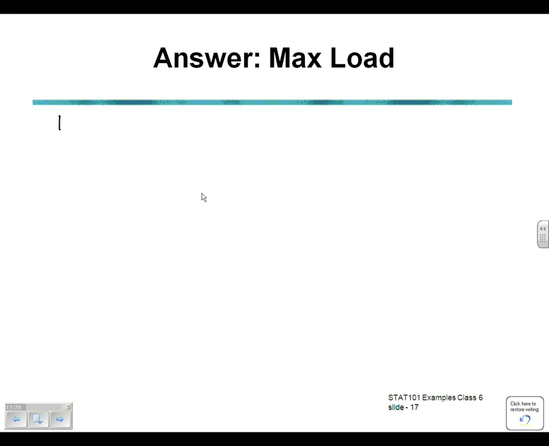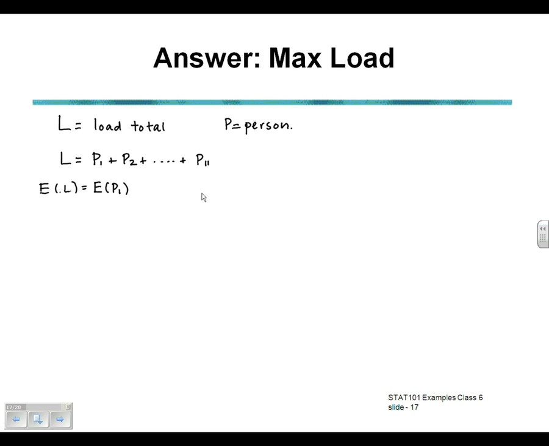So to do the problem, what we're looking at here is a situation where we have the load, we'll call L, and that is the total load, and we'll call P the random variable for the person. So our load is the total weight of those 11 people, so person 1 plus person 2, up to person number 11. And so the expected value for the load is the expected value of person 1 plus the expected value of person 2 plus the expected value of all the others up to and including person 11.